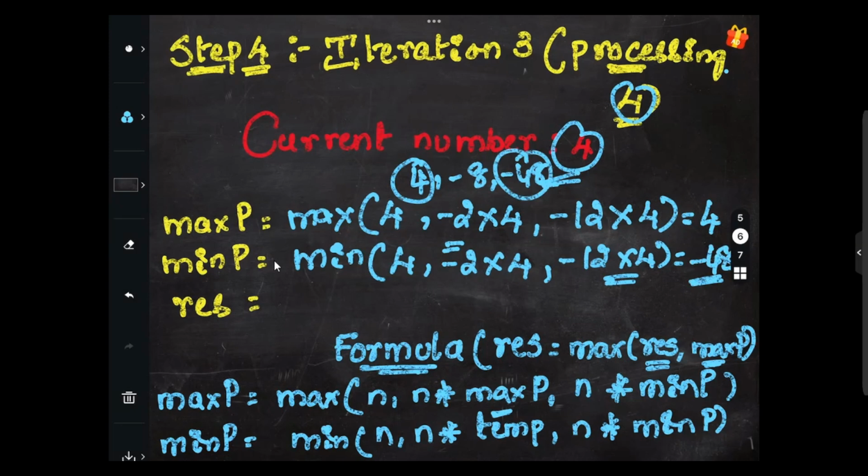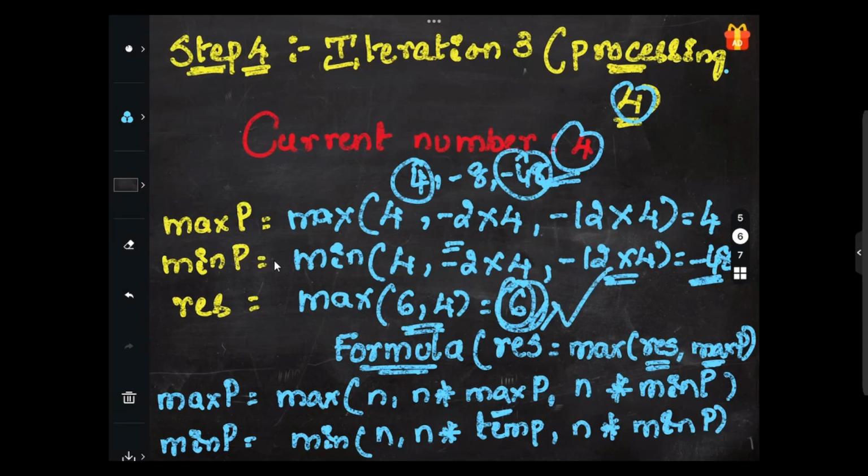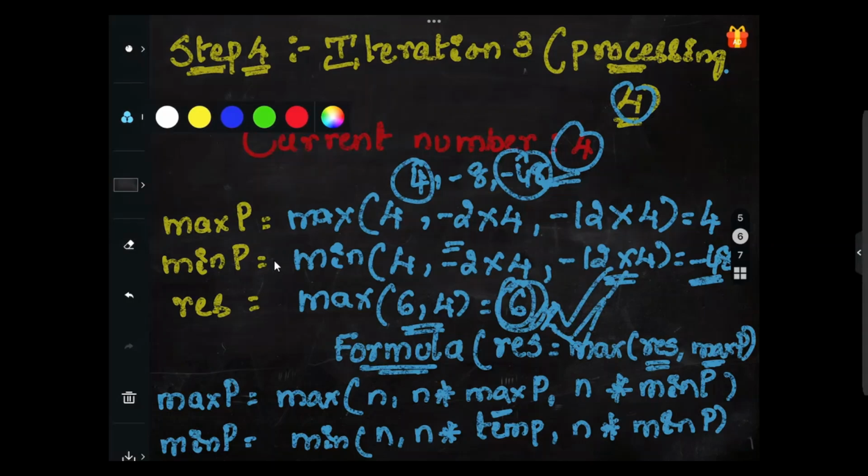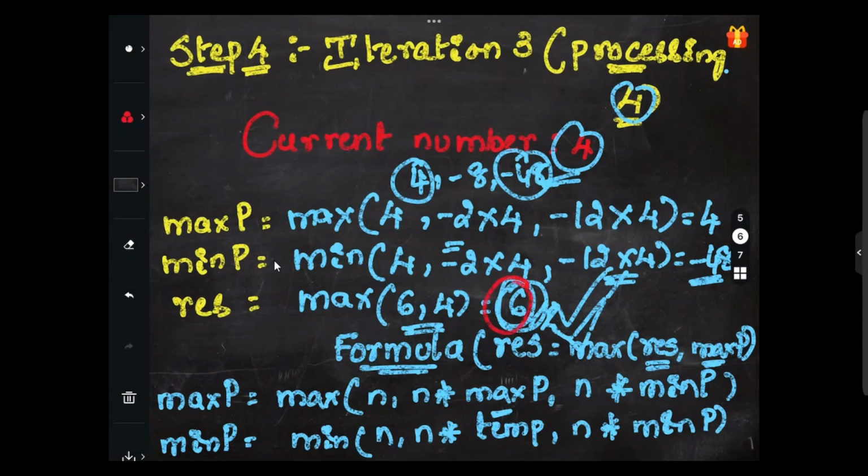Result will be the max of 6, comma, 4 here. This will be the max of 6 comma 4, and in this case the maximum will be 6, right? So the maximum will be 6 in this case. Of 6 comma 4, the maximum will be 6, and in the final iteration we got 6 as output, so we will return this one as the output, the final answer.